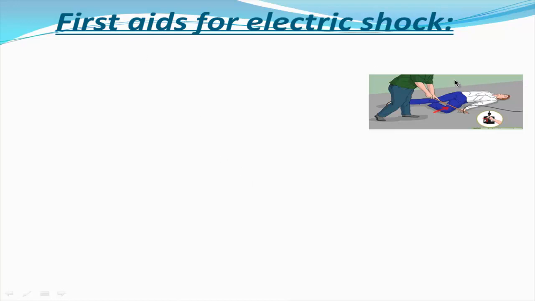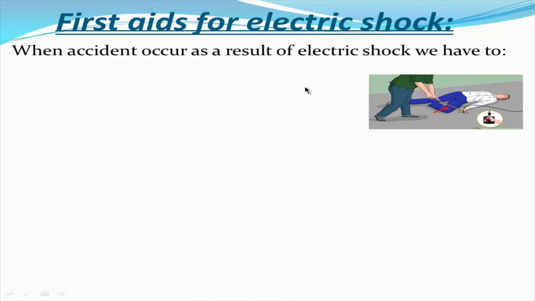If one of us is exposed to electric shock, what are the first aids for electric shock? What can we do if electric shock occurs to us? The first step, disconnecting electricity. Number 1, we must disconnect the electricity.